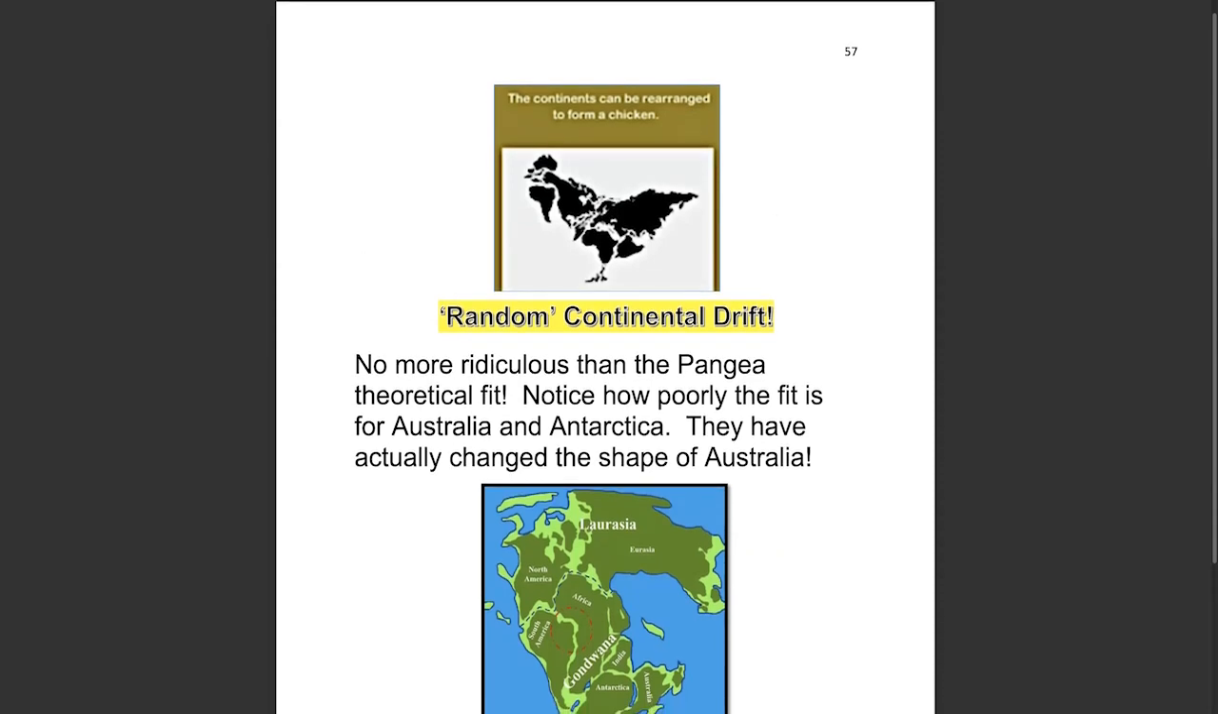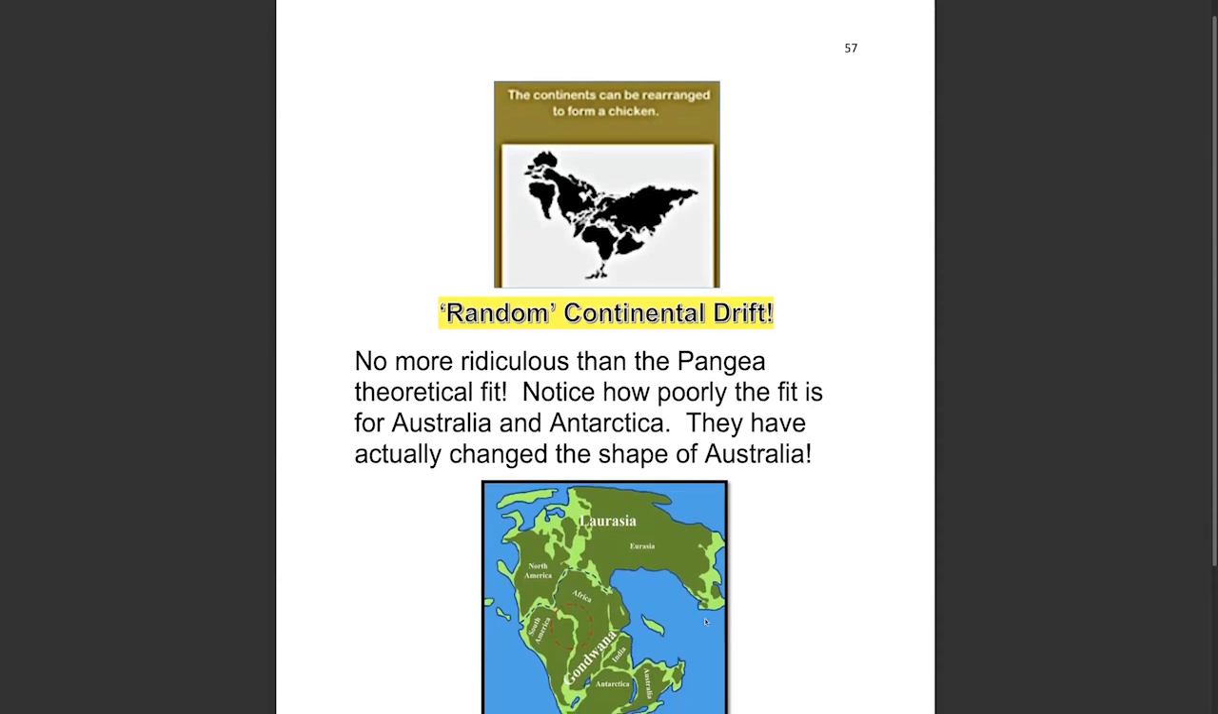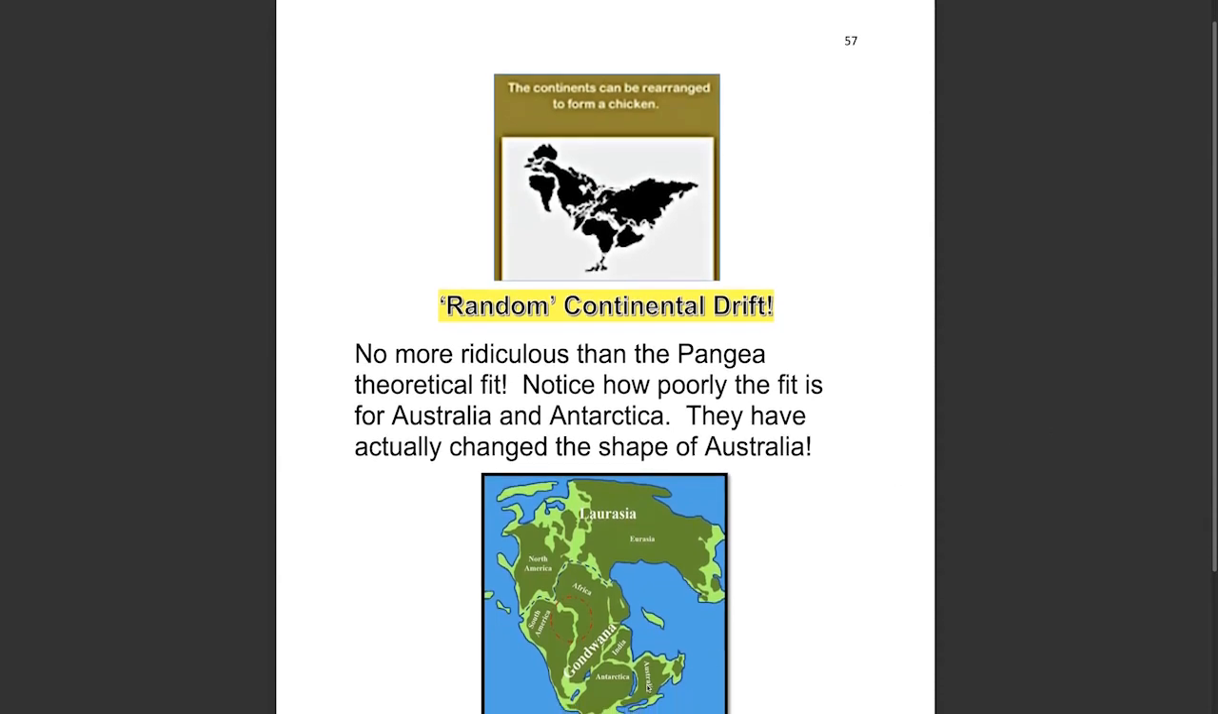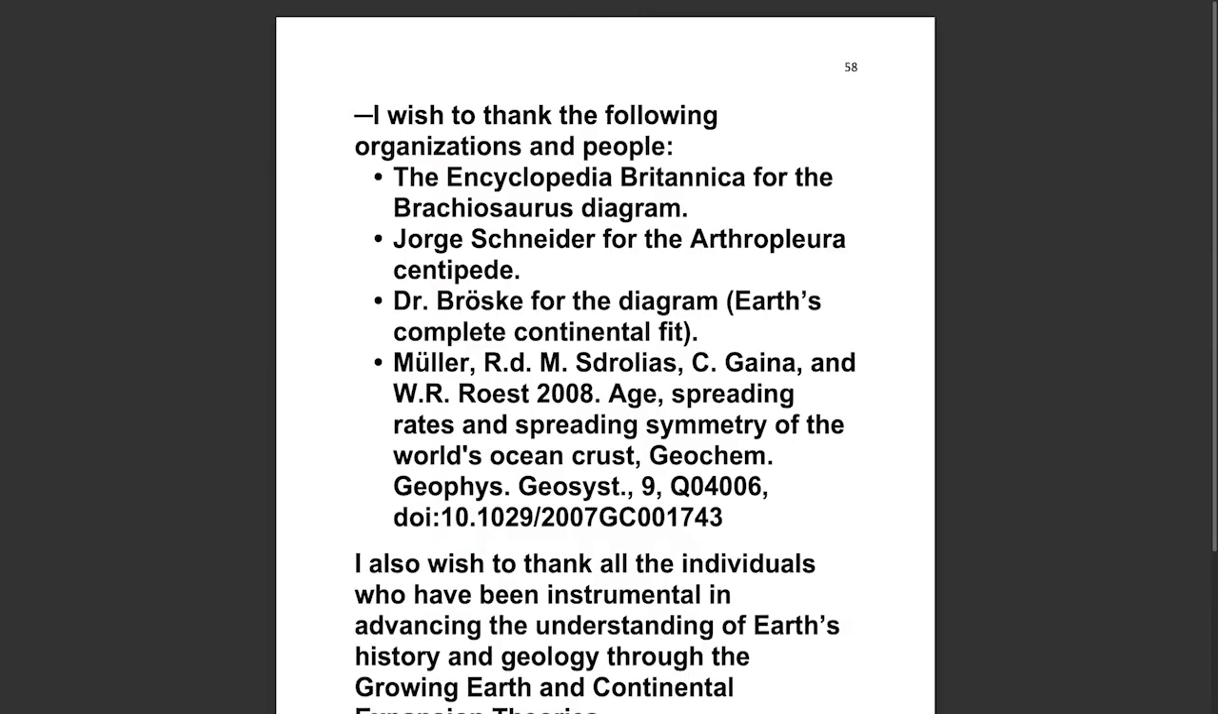The Pangea theoretical fit. They've actually changed the shape of various continents to make them fit. Australia, what, Australia doesn't look like that. What's that? I mean, and you got pieces missing and all kinds of fragments, a lot of stuff missing. That's Pangea.